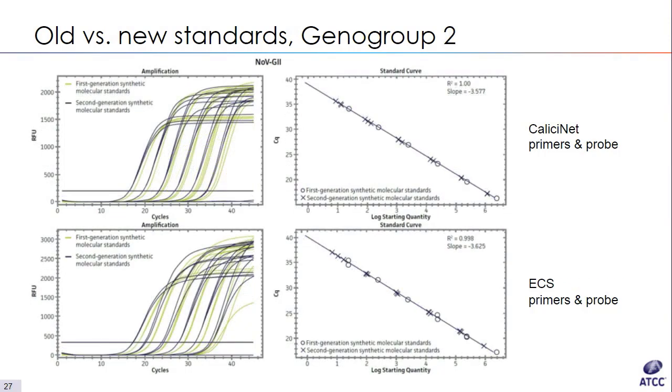Standard curves for the Genogroup 2 construct were also compared, again shown with the CaliciNet assay in the upper panels and the ECS assay in the lower panels. And the new construct shows a slight leftward shift in the amplification curves for both, indicating that it's a bit more efficient than the old construct for both assays.